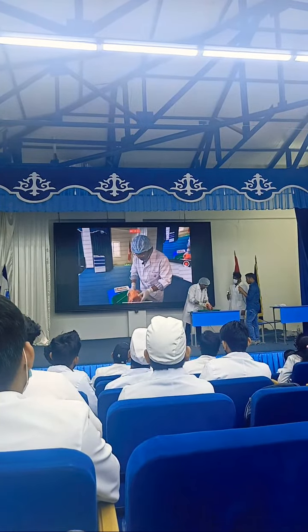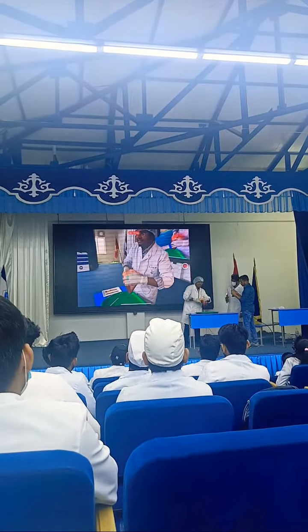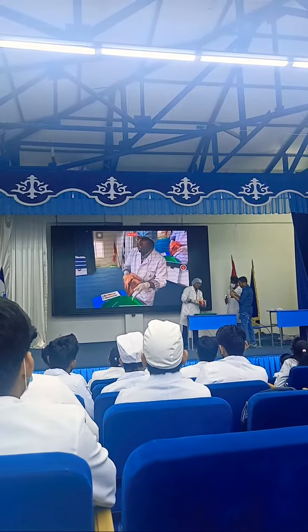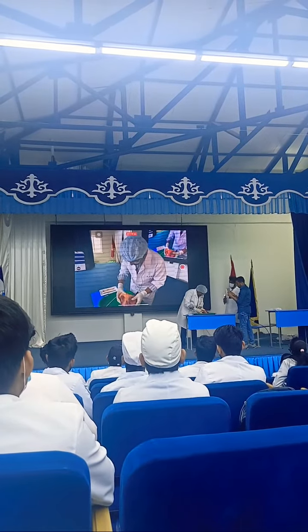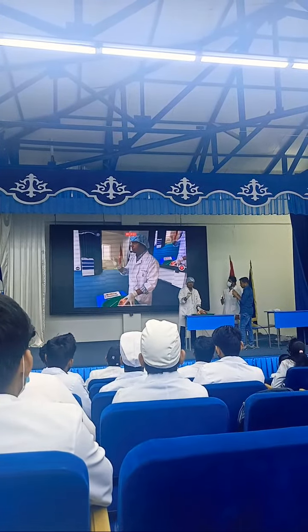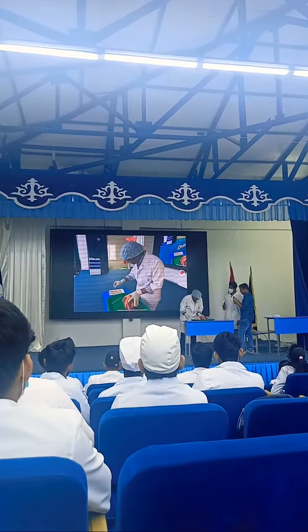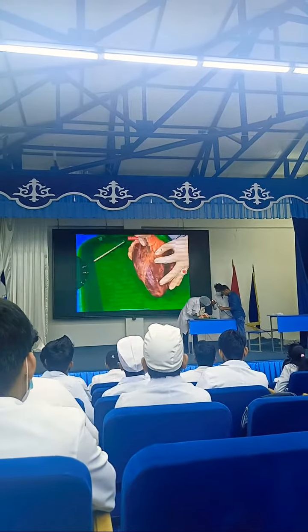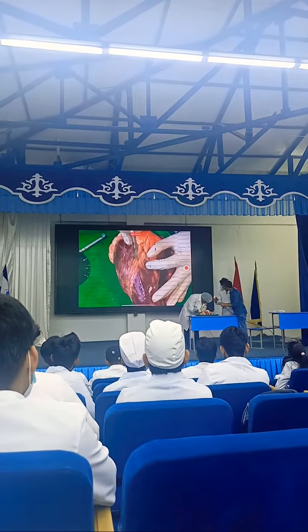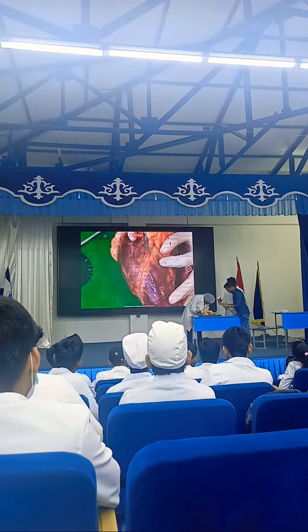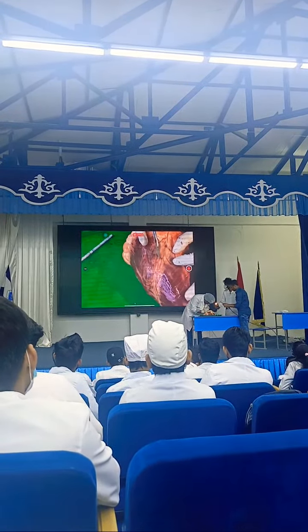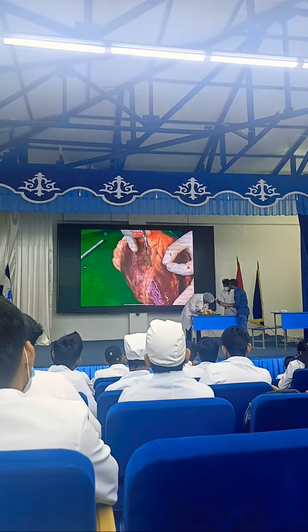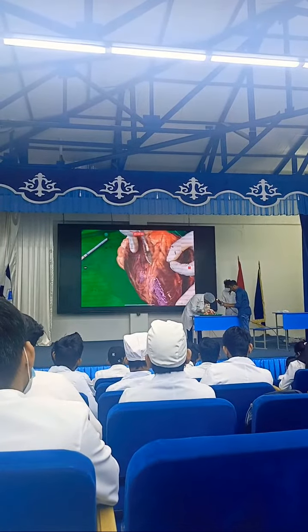Now, the left anterior descending supplies the anterior surface. The left circumflex supplies the lateral surface. And I will try to demonstrate that particular vessel for you. I will try to demonstrate the left anterior descending artery. If you can see, this is the pericardium. And if you dissect this pericardium, exactly underneath that you will be able to see.